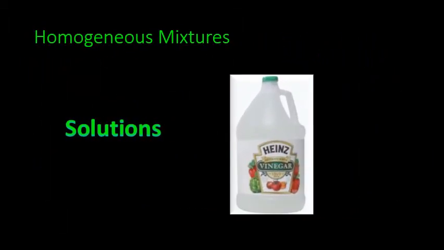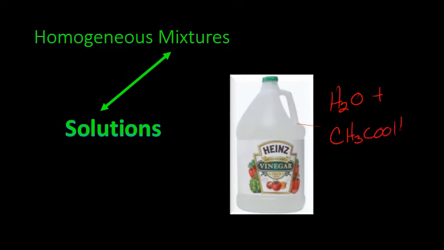Another word for homogeneous mixture is a solution. And vinegar is a really good example of a solution. It's not all the same. Vinegar contains the compound water plus the compound acetic acid. They're not bonded together. They're mixed up. But if you look at vinegar, pour it into a jar, it looks like it's the same all the way through it. That's why we call it a solution.